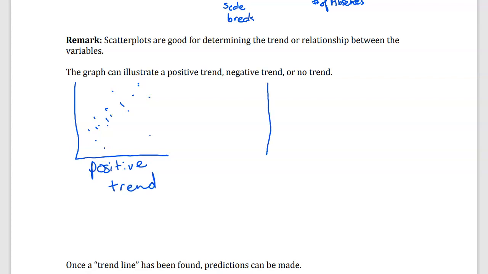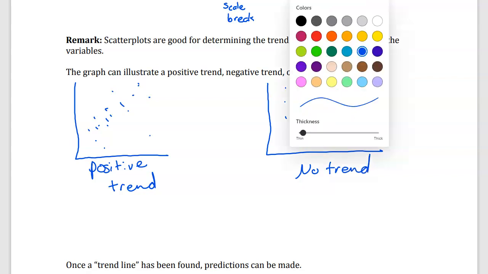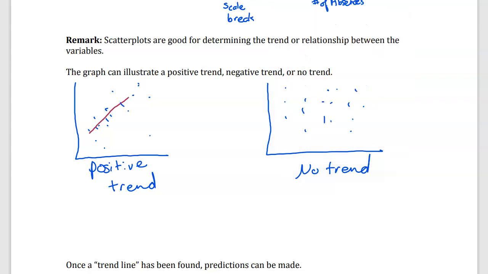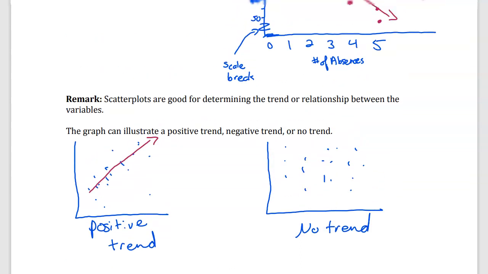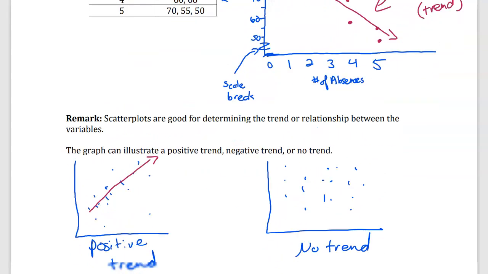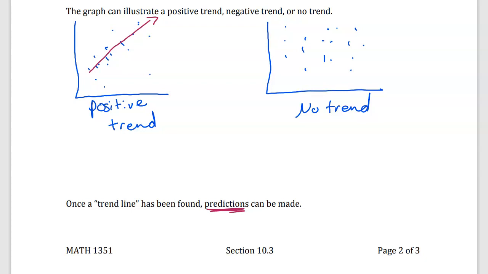And then a no trend, we would have something that looked kind of like this. There's nothing, no pattern whatsoever. Okay? We use the trend line if we can make one. Like if I drew a line here, or the trend line that I drew up here. We use that trend line to make predictions. Again, if a trend line can be found. Not all the time in scatter plots can a trend line be found though. Okay?